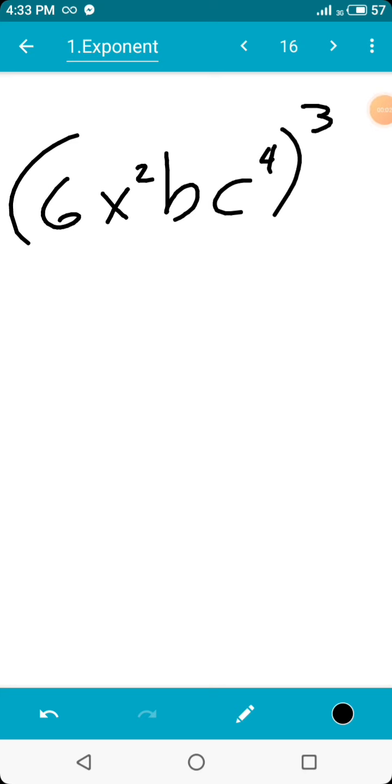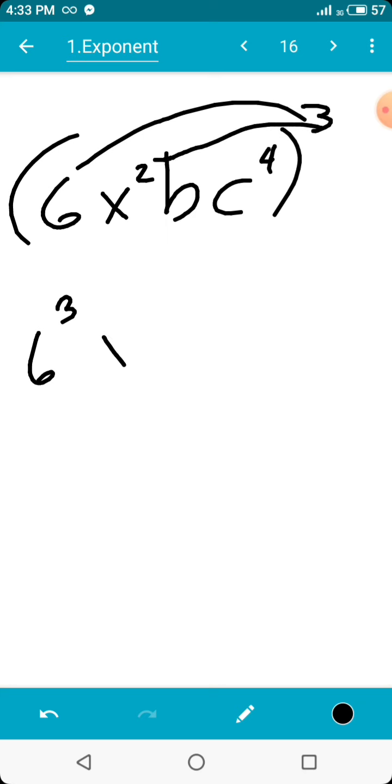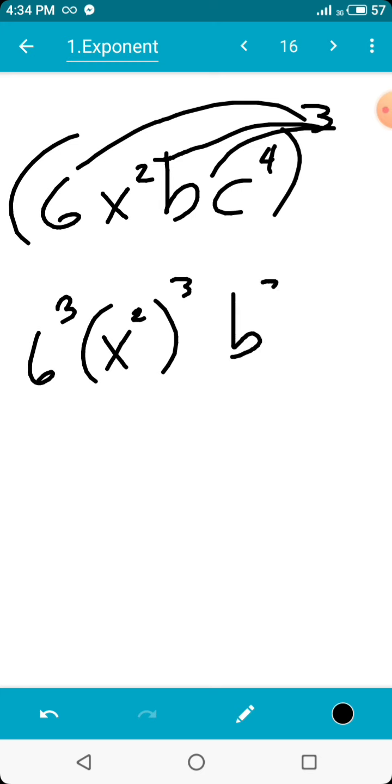Alright, so let's simplify this expression. So, again, yung rule natin dito, i-distribute lang natin yung exponent. So, it will become 6 cubed. So, it will become like this. Okay, and then x squared cubed, so it will become this one. And then yung b, so it will be b cubed, since ang exponent lang naman natin ay 1, so it's just simply 3, tama? And then dito naman sa c, so c raised to 4 cubed.